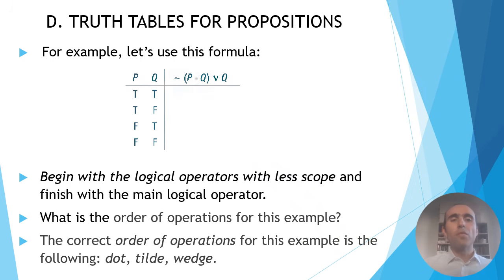The correct order of operations for this example is the following. Dot, because its scope is just the P and Q inside the parentheses. Then tilde, because its scope is just the parentheses. And finally, the main logical operator is wedge, because its scope is the entire formula.